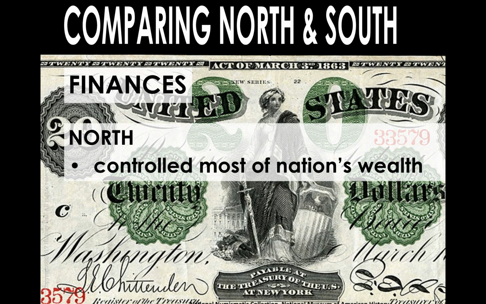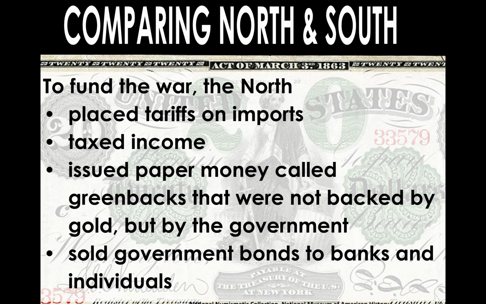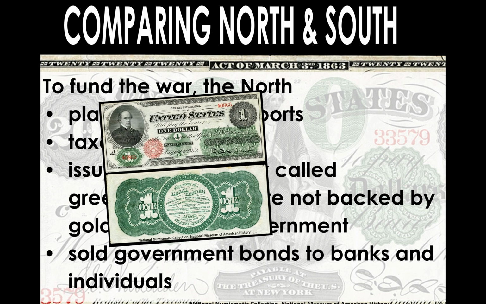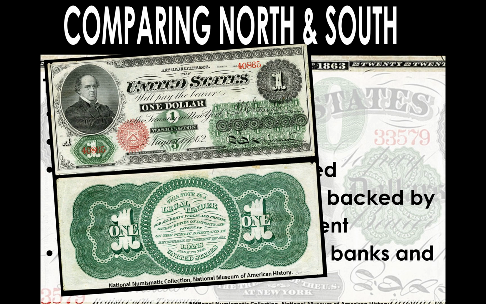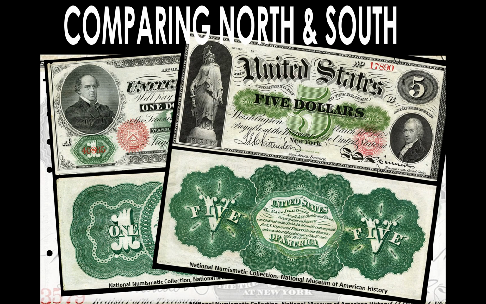Finances. So the North controlled most of the nation's wealth, right? And to fund the war, the North placed tariffs or taxes on imported goods. They taxed all income, and they issued paper money called greenbacks that were not backed by gold, but by the government. And they sold government bonds to banks and individuals. So this was what the paper money looked like back then.